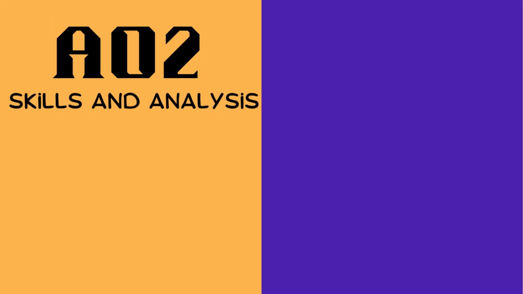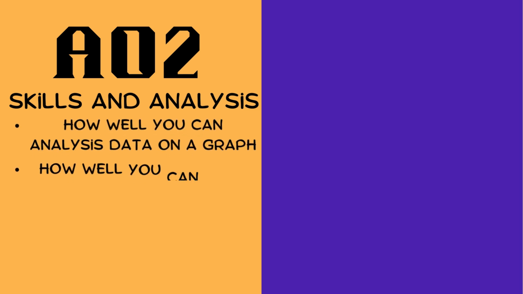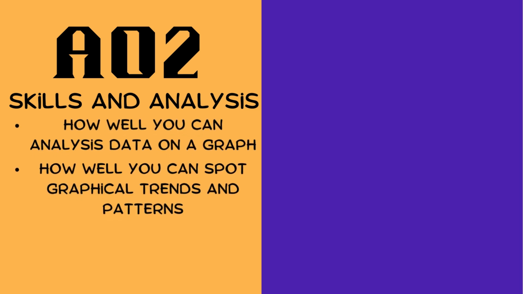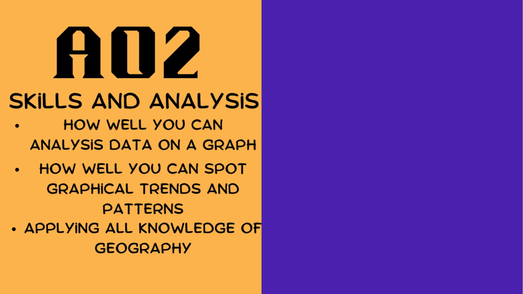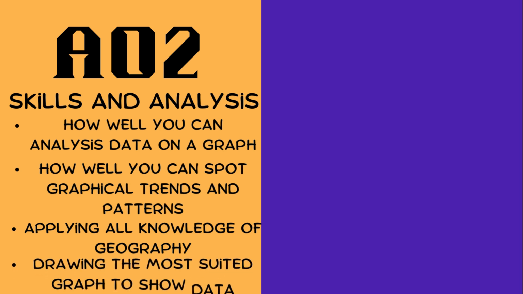Secondly, AO2 represents skills and analysis. This means how well you can analyze data on a graph, or how well you can use geographical data to spot patterns and trends. In AO2, you are simply taking your knowledge of geography and applying it to a specific situation or problem. In this case, you must be able to use the best numerical or graphical form to either represent data or find patterns and trends.